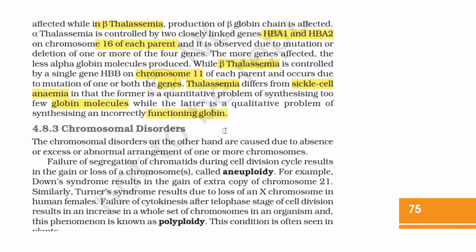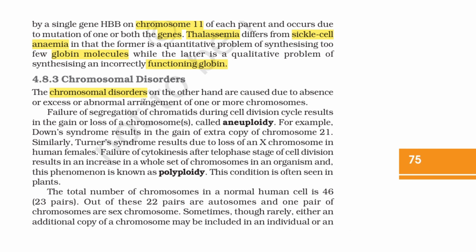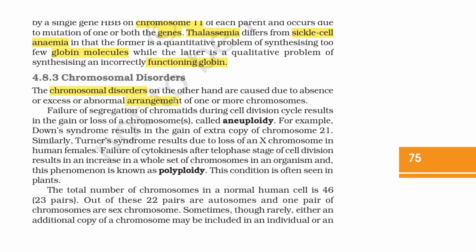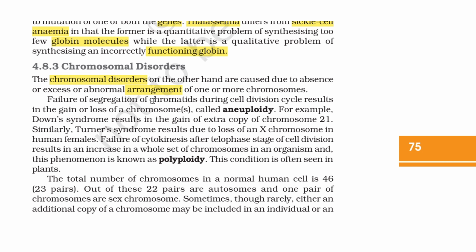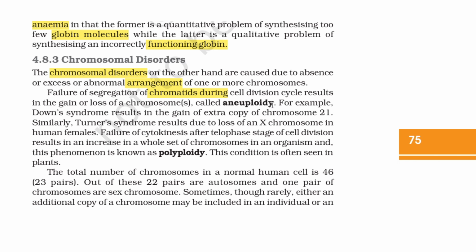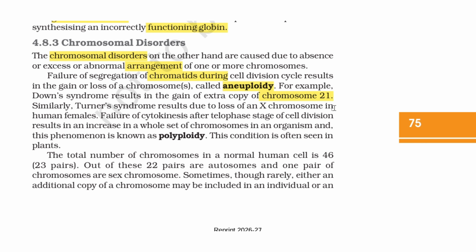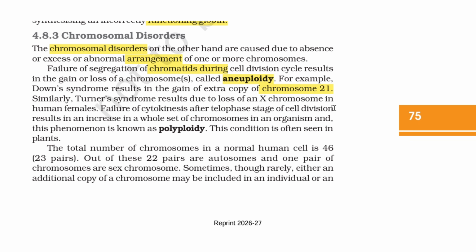Chromosomal disorders. The chromosomal disorders, on the other hand, are caused due to absence or excess or abnormal arrangement of one or more chromosomes. Failure of segregation of chromatids during cell division cycle results in the gain or loss of a chromosome, called aneuploidy. For example, Down's syndrome results in the gain of an extra copy of chromosome 21. Similarly, Turner's syndrome results due to loss of an X chromosome in human females.